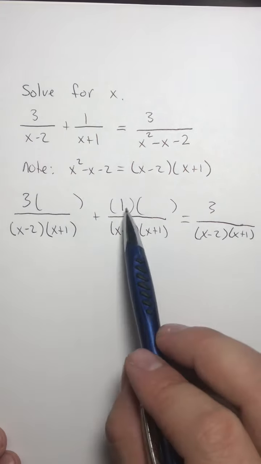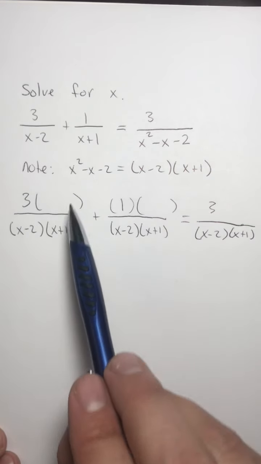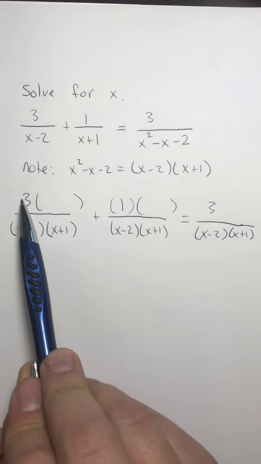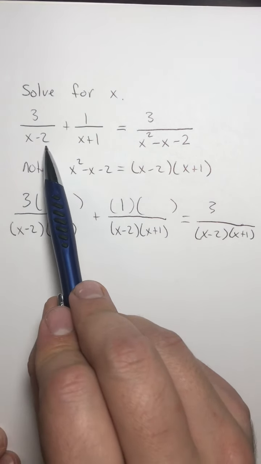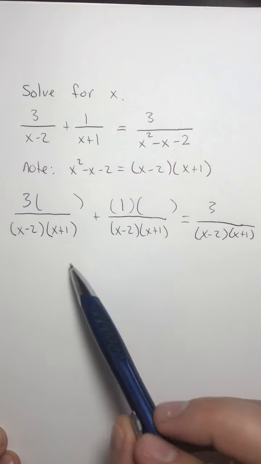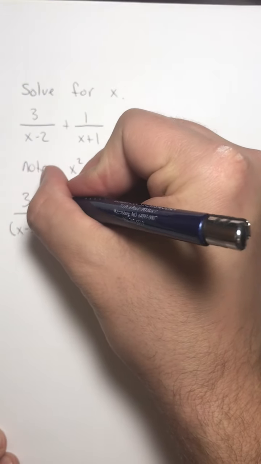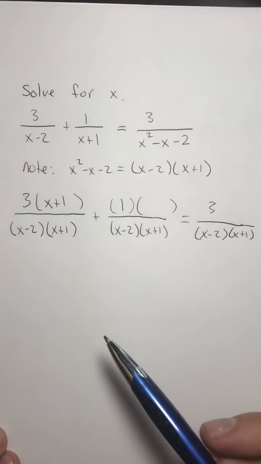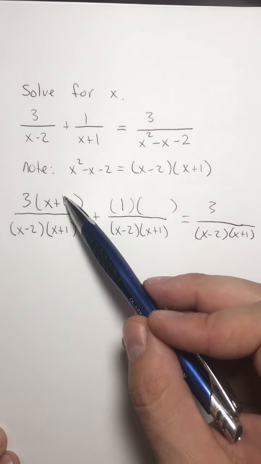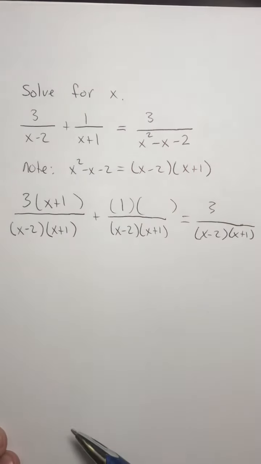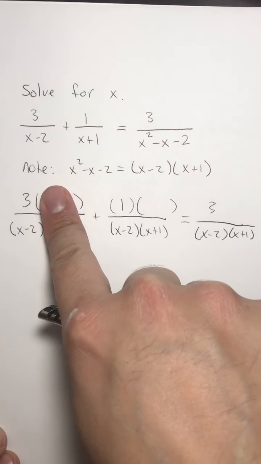Now, we can't change the statement from here to here. So if I'm going to write this expression, 3 over x minus 2, with the denominator of x minus 2 times x plus 1, I can't change the value of that expression, so I need to also have the numerator multiplied by x plus 1. And if you wanted to take a step backwards, you could cross this out, and you'd be equivalent to 3 over x minus 2. So that's the goal. We can't change the value of the expression.